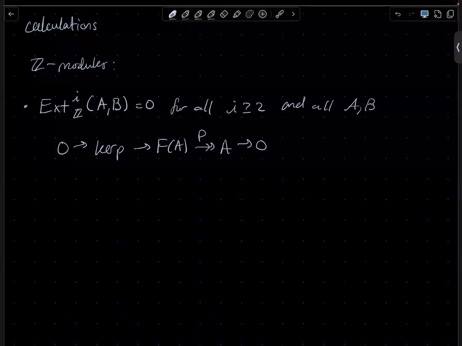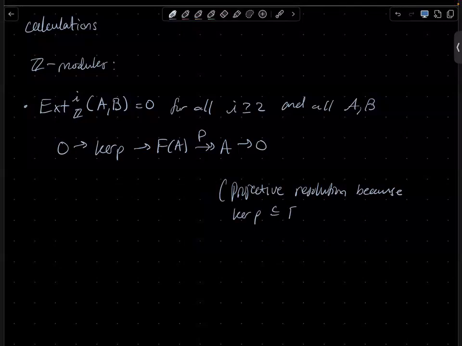So I should write this down. It's a projective resolution because the kernel of P in F(A) is free. And the same thing, you can repeat this for, instead of Z, you can do this for R a PID.